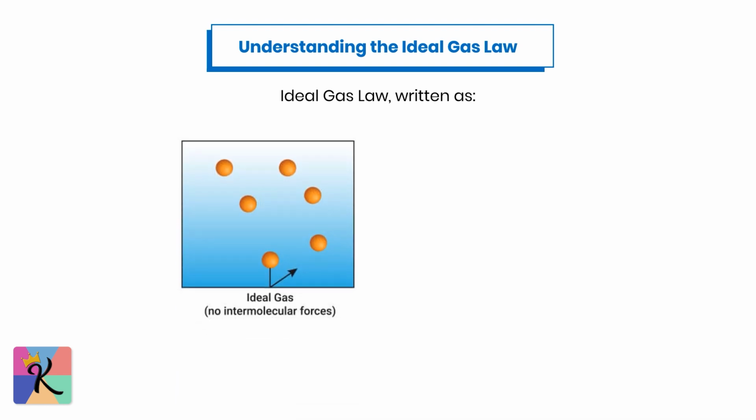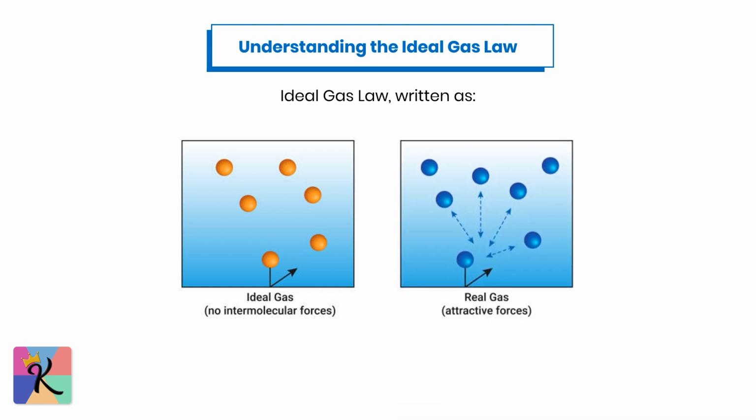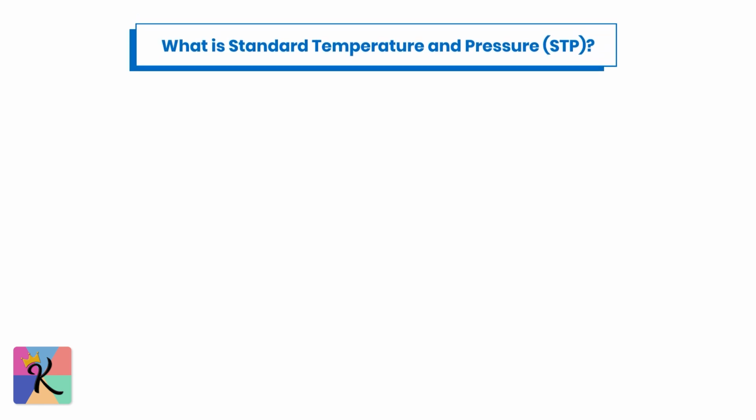This law assumes an ideal gas where particles have negligible volume and no intermolecular forces. While real gases deviate under certain conditions, it's a powerful approximation for most stoichiometric problems.